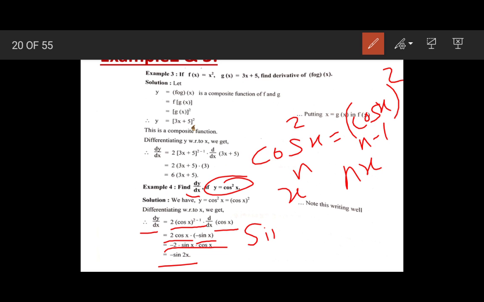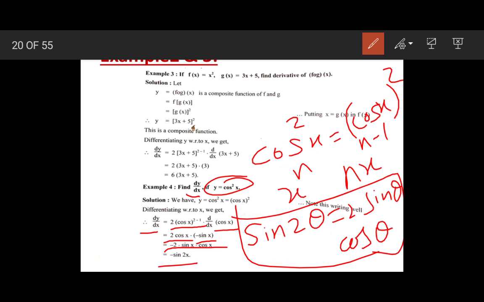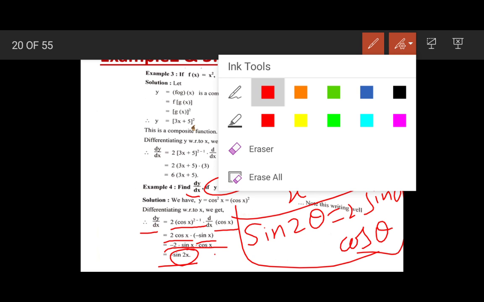Then that is equal to minus sin 2x. Multiple angle formula: since sin 2 theta is 2 sin theta into cos theta, by using this formula we get 2 sin x into cos x as sin 2x.